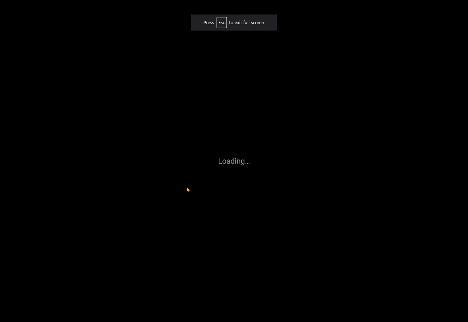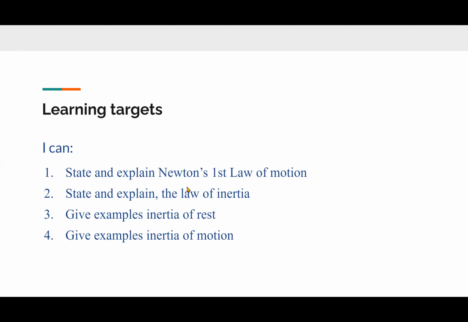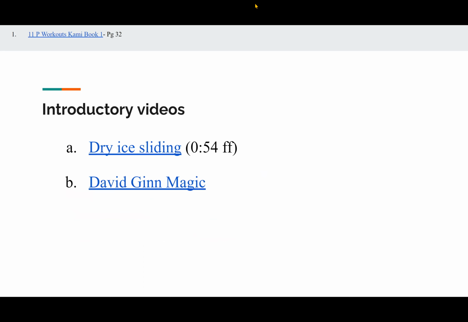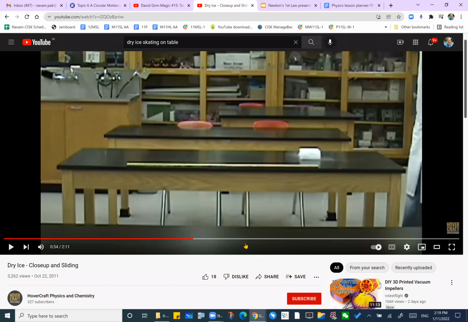So the topic for today is, as we said, Newton's first law. Our learning targets specifically are to state and explain Newton's first law of motion, state and explain the law of inertia, give examples of inertia of rest, and give examples of inertia of motion. Let's start with a couple of videos to help us start thinking about Newton's first law and inertia of rest.